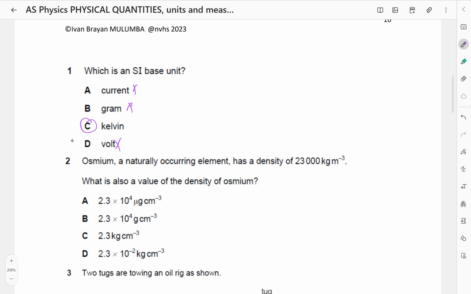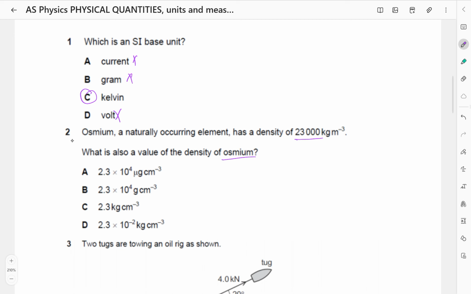Osmium, a naturally occurring element, has density 23,000 kilograms per meter cubed. What is also a value of the density of osmium? So the density should be the same, but can be expressed in another quantity.